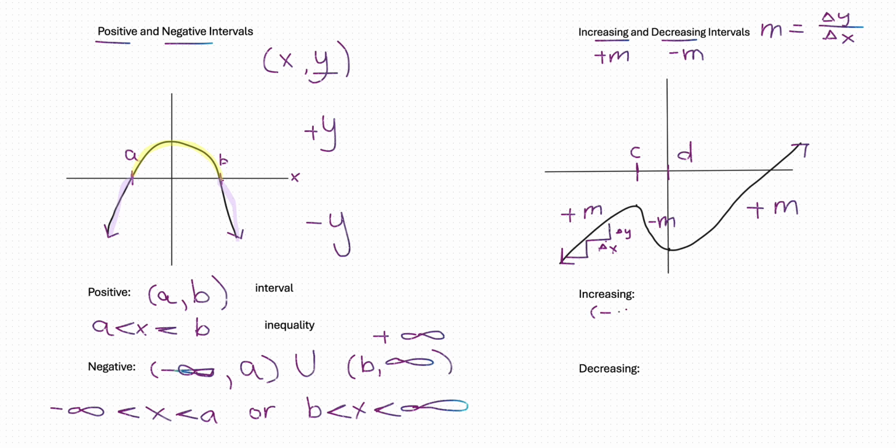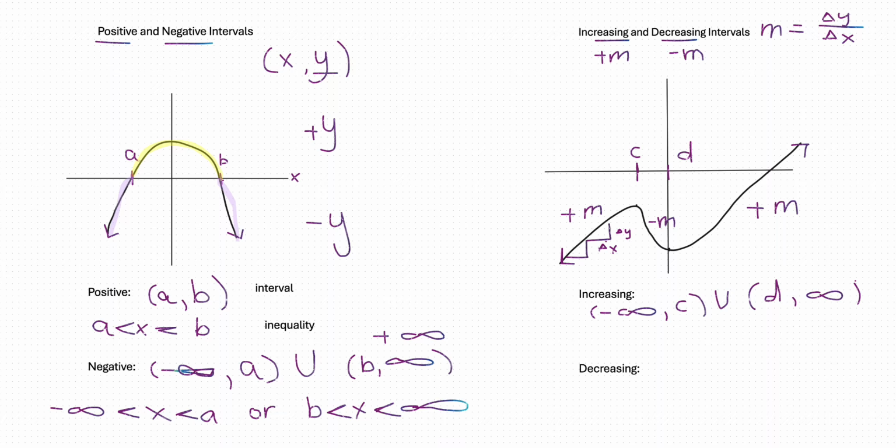So let's write this down. We're going to write interval notation first. From the x value negative infinity, which of course is an open bracket because we can never reach that number, until c, as well as d to positive infinity. Note that I use the union sign to connect these two intervals because they're separate. And so now it just means this or this is where it's increasing.